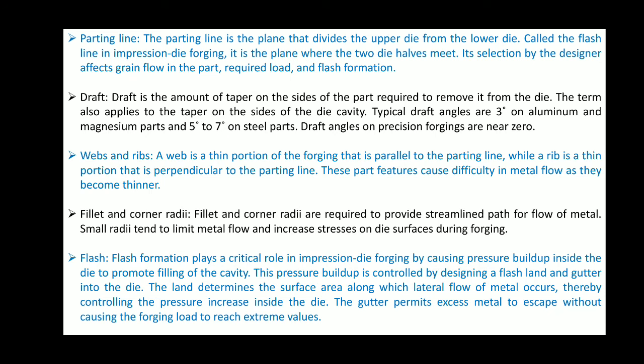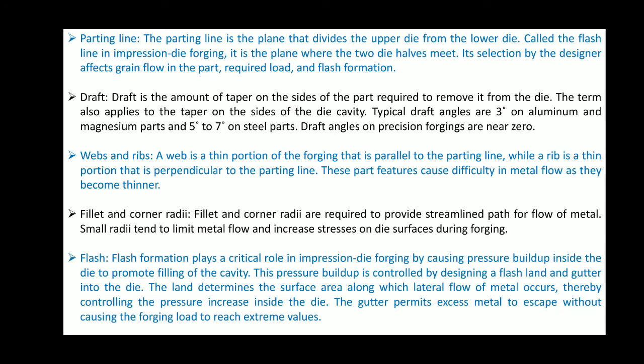And now about webs and ribs. So what is a web? It's nothing but a thin portion of the forging that is parallel to the parting line. So that part, the parallel part, is known as the web. And a rib is once again a thin portion, but one that is perpendicular to the parting line. These part features sometimes cause difficulty in metal flow as they become very thin. So how many webs, ribs, etc. there will be in the final part has to be properly considered.